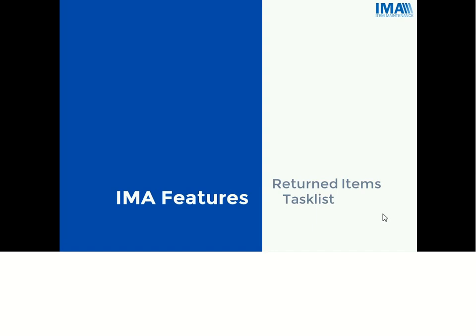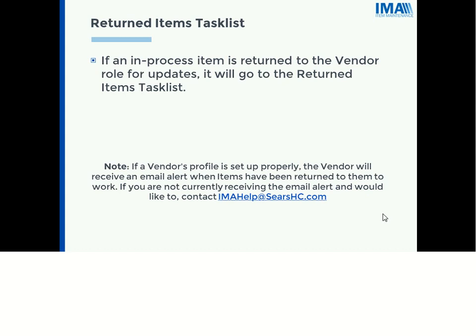Okay. So next we're going to talk about the returned items task list. If an in-process item is returned to the vendor role for updates, then it's going to go to the returned items task list. So these are items that you have approved through your role. It gets to the merchant, might even get to the inventory analyst, but for some reason they push it back to the vendor. It's going to go in the returned items task list. Now, if your profile is set up correctly and you have the right email on your profile, you will get an alert when anything goes to your returned items task list.